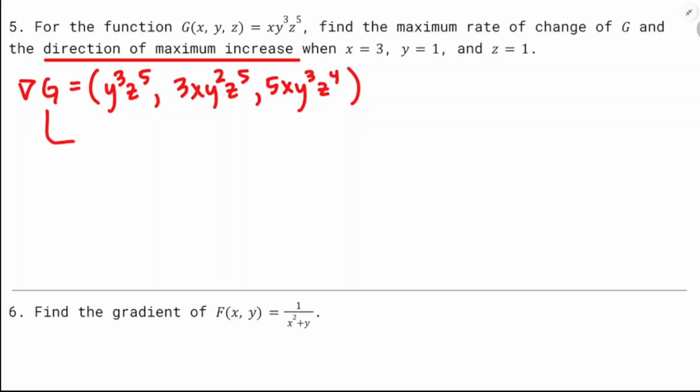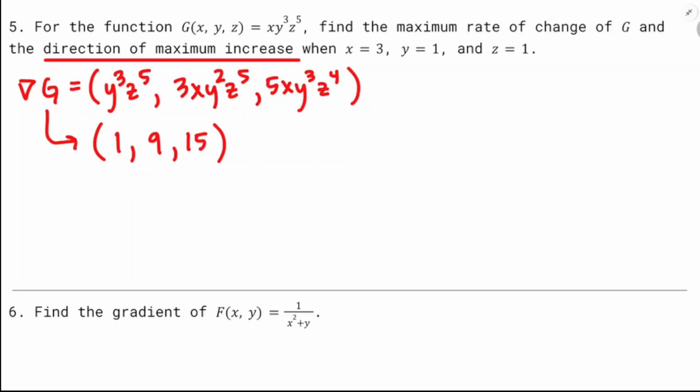Now, the direction of maximum increase when x is 3, y is 1, and z is 1, I'm just going to plug in. y to the 3rd, z to the 5th, that's going to be 1. 3 times x is 9 times 1 times 1, that'll be a 9. And then 5x is 15 times powers of 1. So 1, 9, and 15.